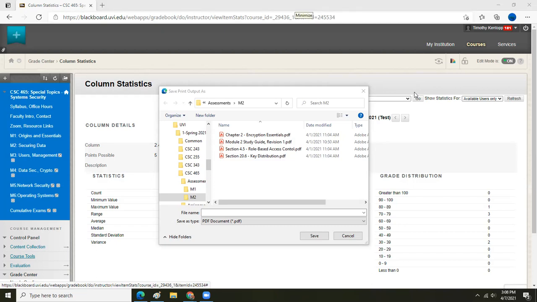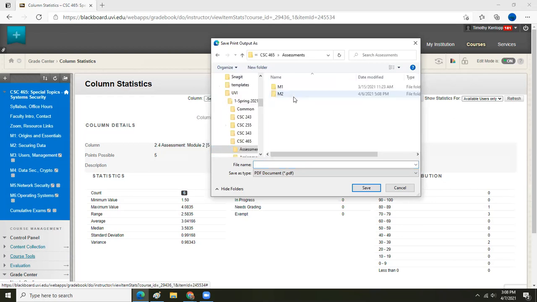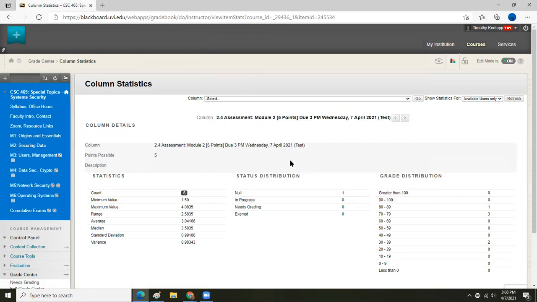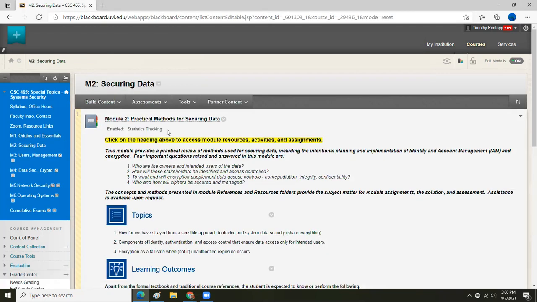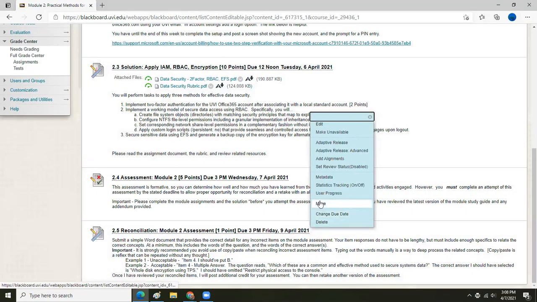So once again, we have some quick column statistics for our assessment, where you see the min, the max, and the average. I'm going to just grab a quick copy of this record, and now I'm going to go ahead and run the item analysis. This will give us a chance to see where the greatest challenges were for our students.